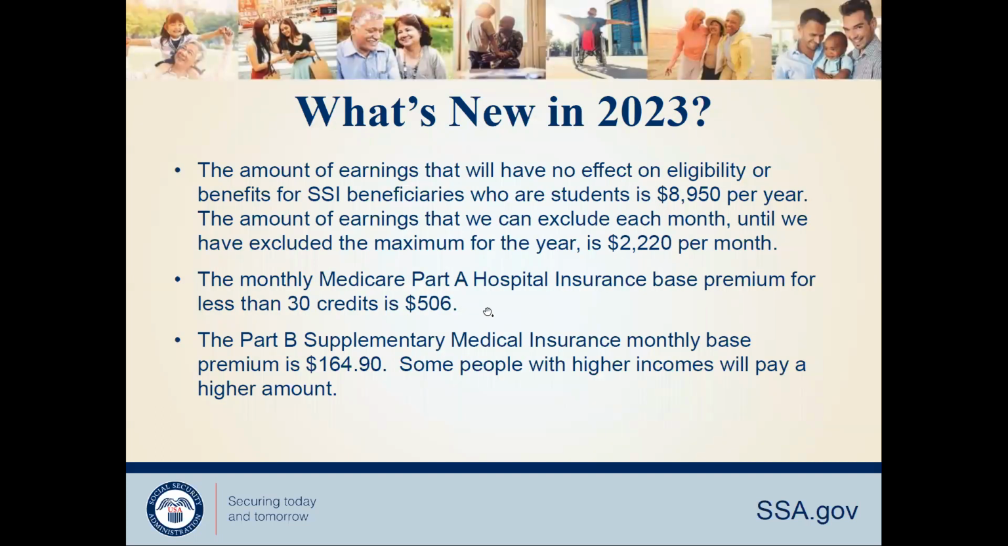What's new in 2023? For 2023, the amount of earnings that will have no effect on eligibility for benefits for SSI beneficiaries who are students is $8,950 per year. The amount of earnings that we can exclude each month until we have excluded the maximum for the year is $2,220 per month. And for 2023, the monthly Medicare Part A hospital insurance base premium for less than 30 credits is $506. For 2023, the Part B supplementary medical insurance monthly base premium is now $164.90. Some people may be higher with higher incomes and will pay a higher amount. Next slide.